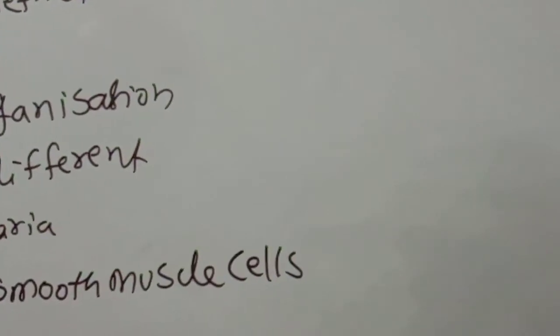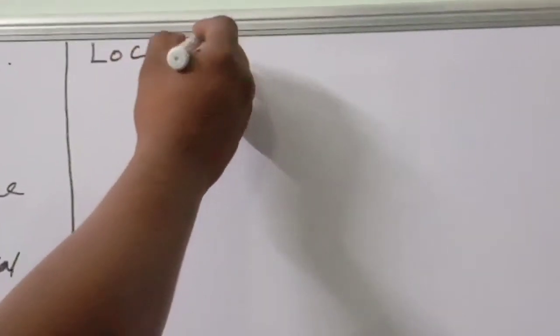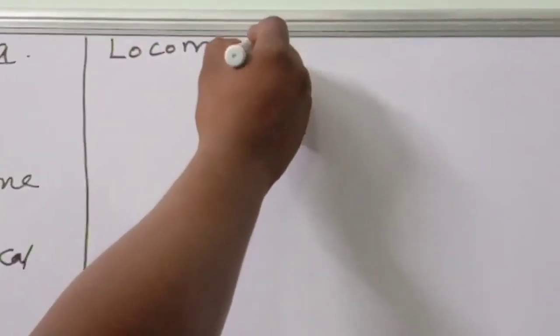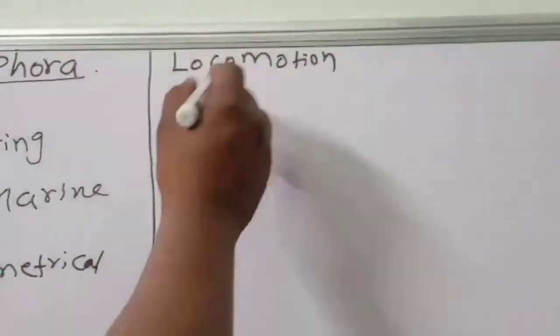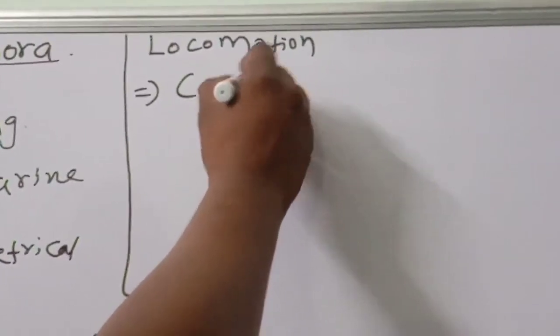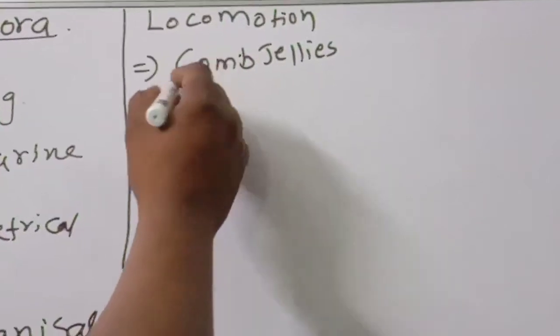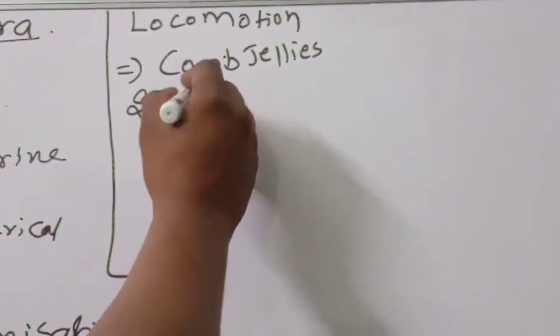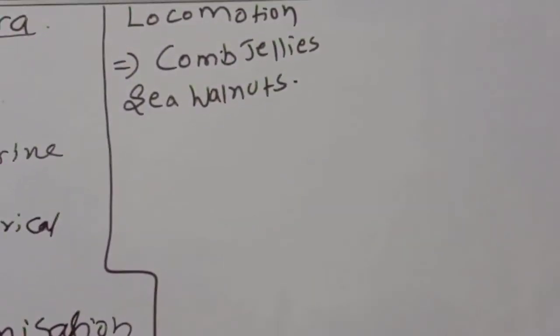What is the use of this? These comb plates are helpful for locomotion. This is the point you should remember. And these are commonly called comb jellies. They are also called sea walnuts.